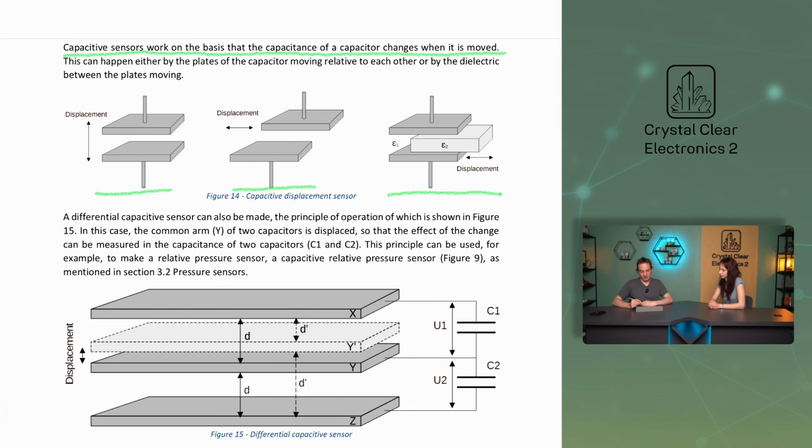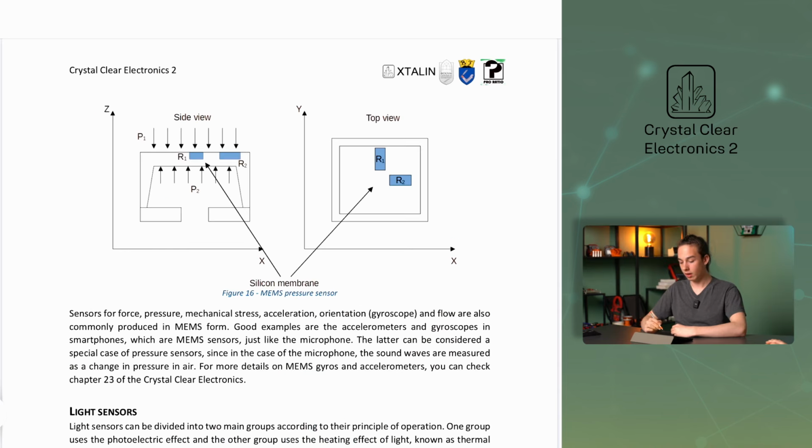A differential capacitive sensor can also be made. In this case, the common arm, marked with Y, of two capacitors is displaced, so that the effect of the change can be measured in the capacitance of two capacitors C1 and C2. This principle can be used, for example, to make a relative pressure sensor, which we have already talked about at the beginning of the video.